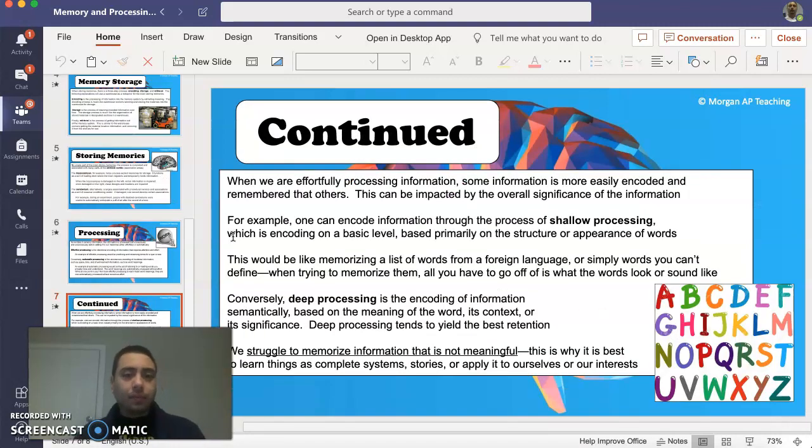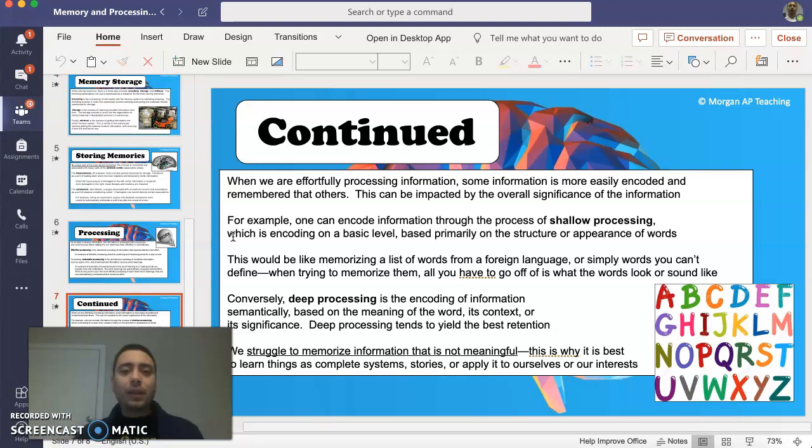So moving on. When we are effortfully processing information, some information is more easily encoded and remembered than others. This can also be due to the experience that you have in the world, right? So if you're effortfully processing information that relates to math, but you're not understanding it, and the guy next to you is understanding it, that means that perhaps they have a better understanding of math. So that's what we mean by processing information effortfully.